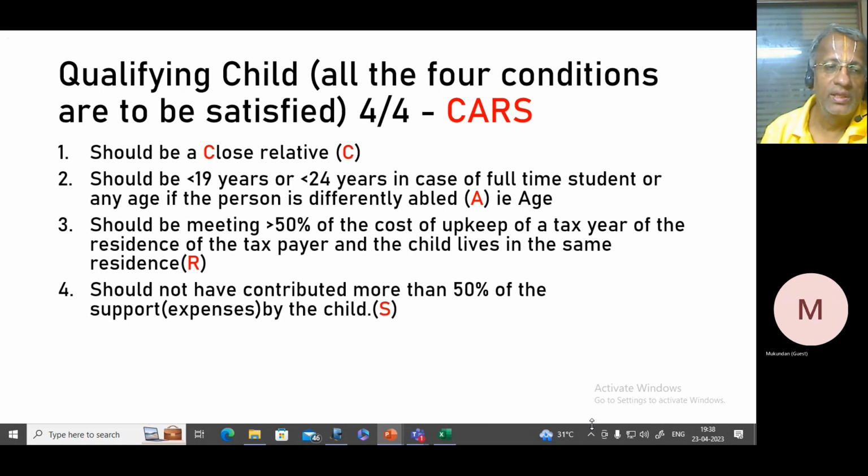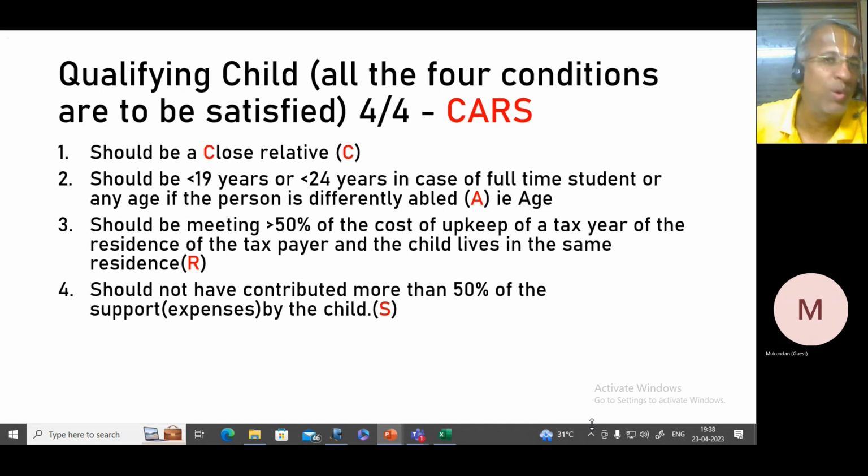Then item number 4, this is support. This is what we call the no support test, but for the sake of convenience, we will be taking it up as support. What is that? The dependent should not have contributed more than 50% of the support expenses by the child. That child should not be supporting more than 50% of his or her expenditure. So if the child were to support more than 50%, then it will fail this particular test and it will not qualify as a qualifying child.